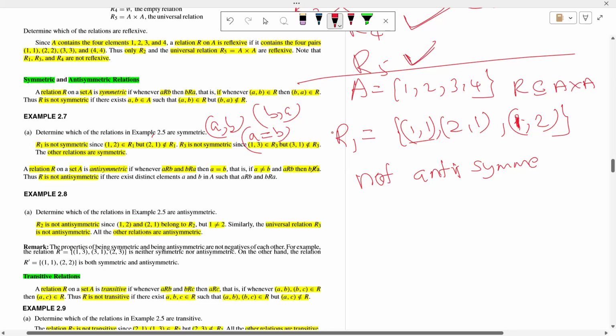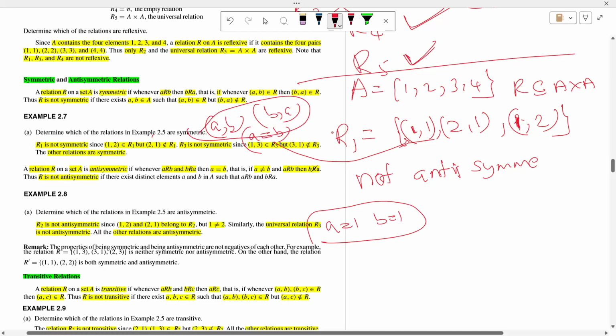So (a, b) and (b, a) are the same. 1 comma 1, 1 comma 1 is there, right? Swapping gives the same pair because a is equal to b. Here a is equal to 1 and b is also equal to 1. Because of that, this happens, right? (a, b) and (b, a).